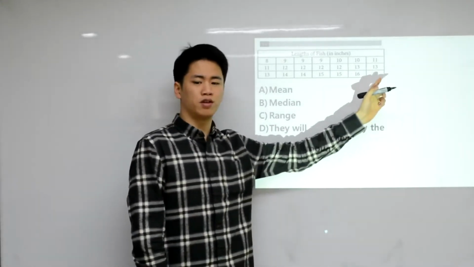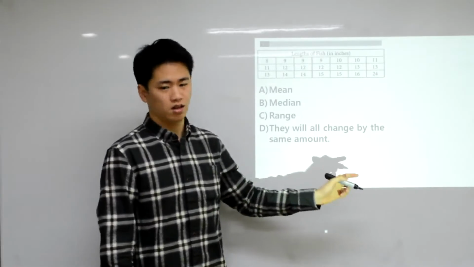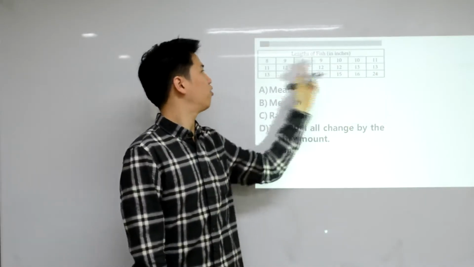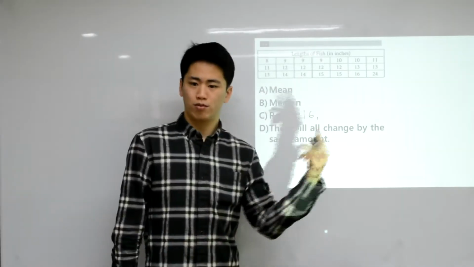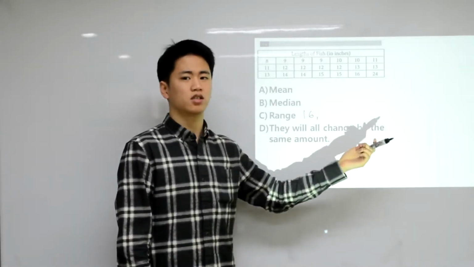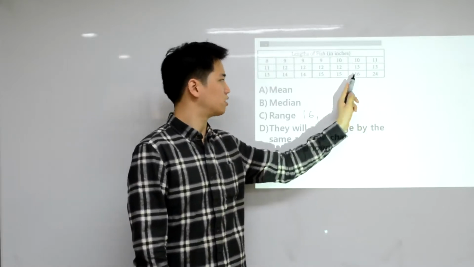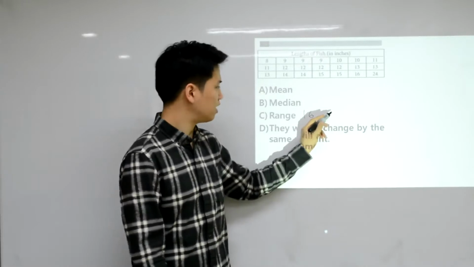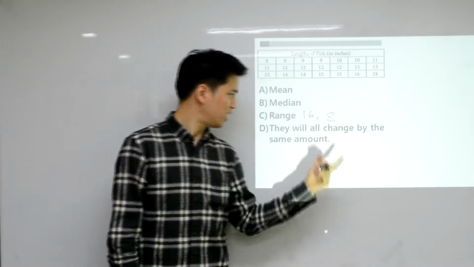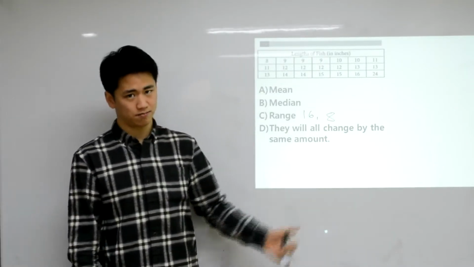Before we remove the 24-inch measurement, the range is 24 minus 8, so that's 16. After we remove the measurement, the largest measurement would now be 16, so the range would change to 16 minus 8, which is 8. So the range would change by as much as 8.